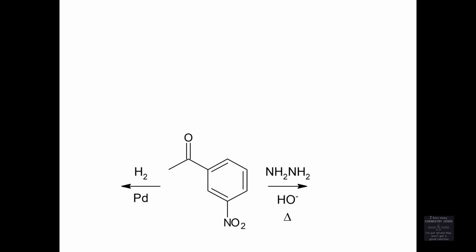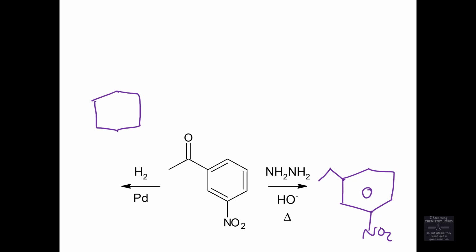In this example, hydrazine and hydroxide does not bother the nitro group. Nitro stays the same, but the ketone gets reduced. H2 and palladium over here reduces your nitro group, but simultaneously reduces your carbonyl as well. I'm not sure if I said that wrong before. H2 and palladium can reduce benzylic carbonyls. Yeah, okay.